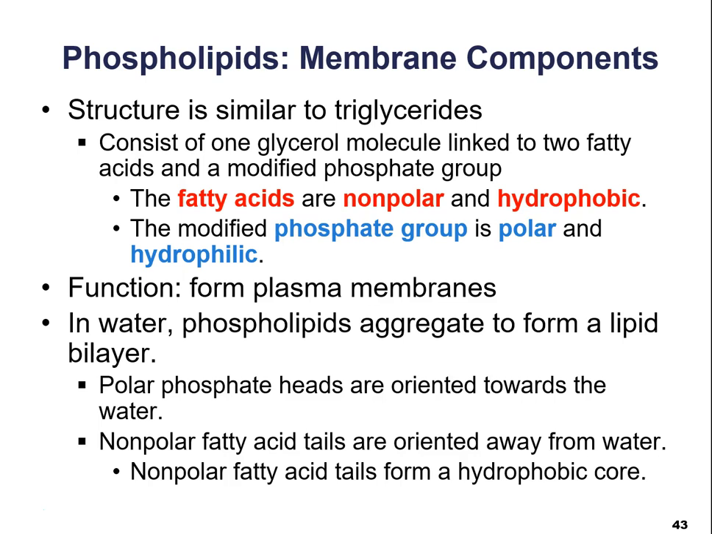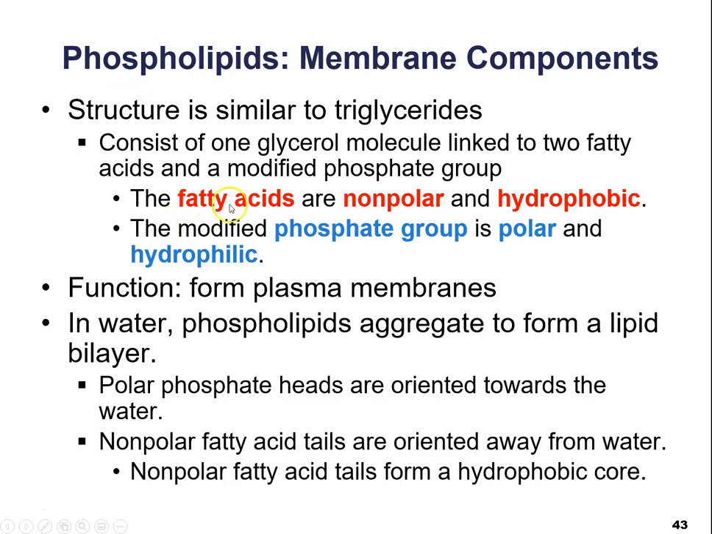All right, moving on to another type of lipid. So that was all about fats, or triglycerides. The next part talks about phospholipids. A super important class of lipids found in your cell membranes. The structure is similar to triglycerides. Basically, it's one glycerol molecule linked to two fatty acids and also a phosphate group. And that's where the name phospho comes from.